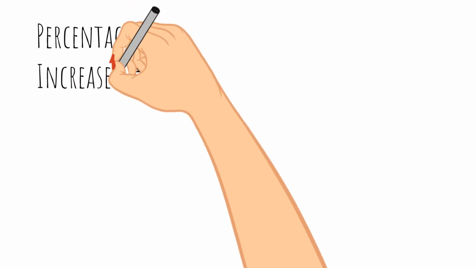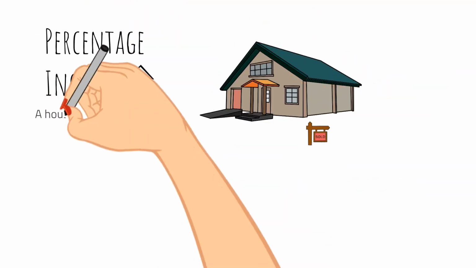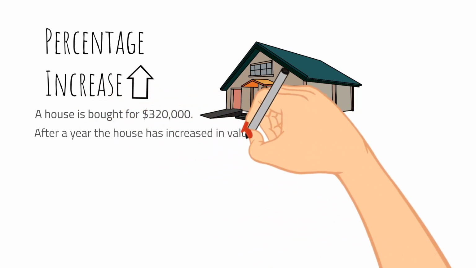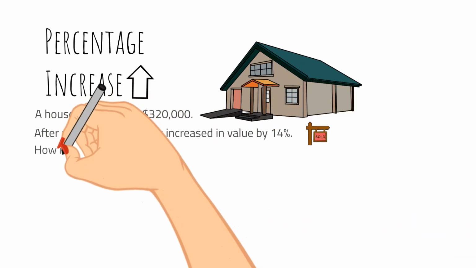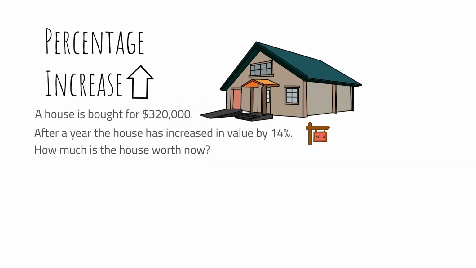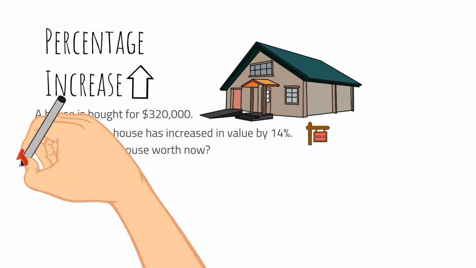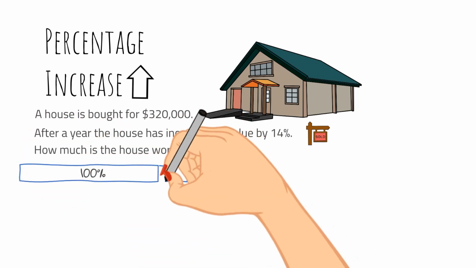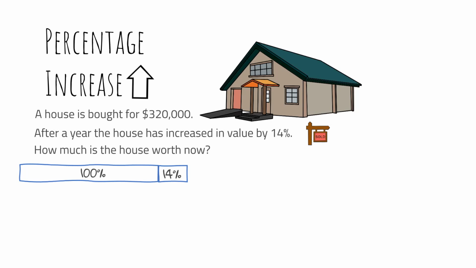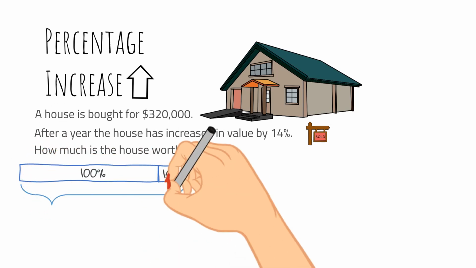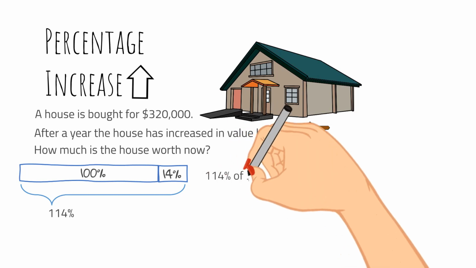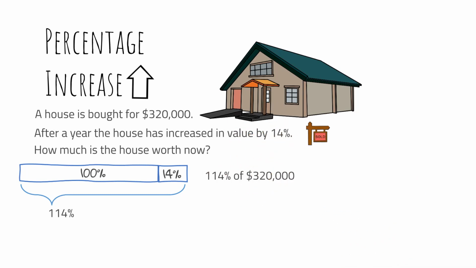Now let's look at percentage increase. A house is bought for $320,000. After a year, the house has increased in value by 14%. How much is the house worth now? It always helps to see these problems visually. So here is my original value of the house, 100%, and I want to add an additional 14%. And that gives me 114%. So to solve this problem, I just need to find 114% of 320,000.